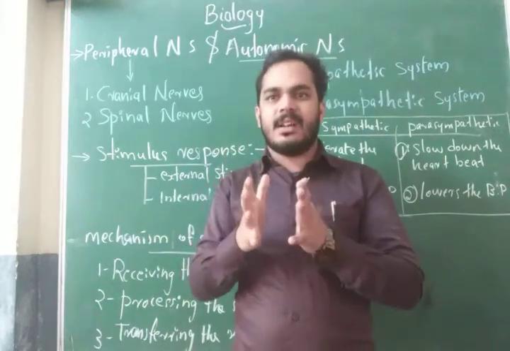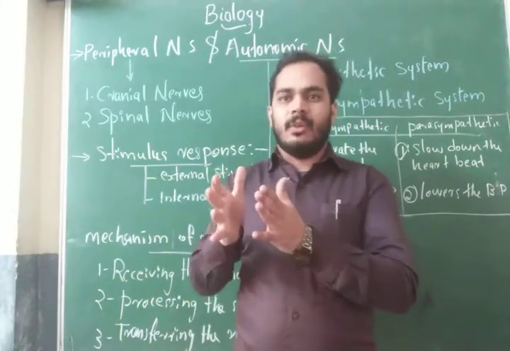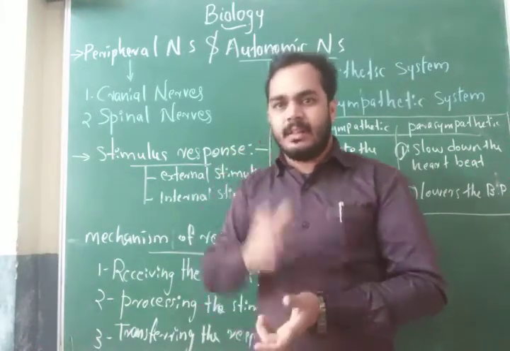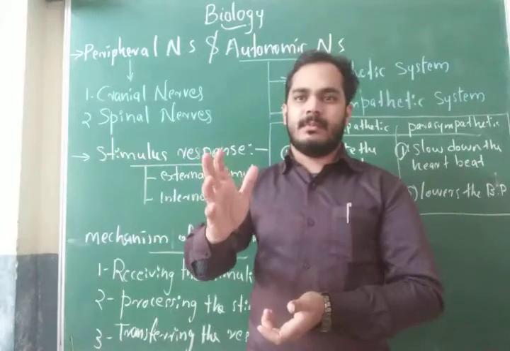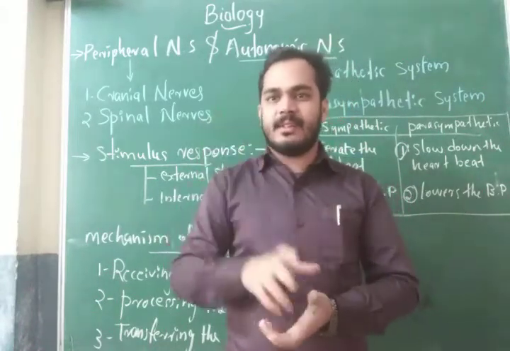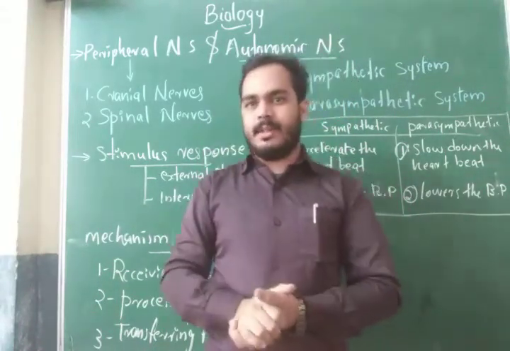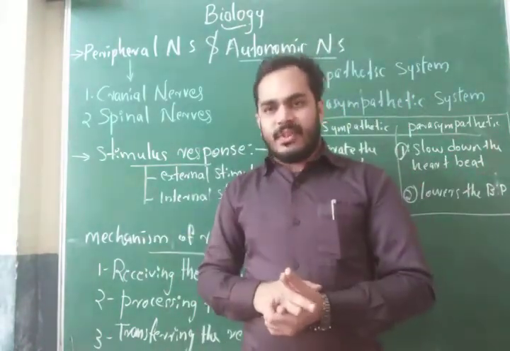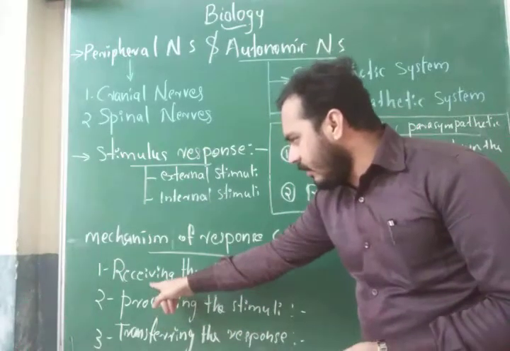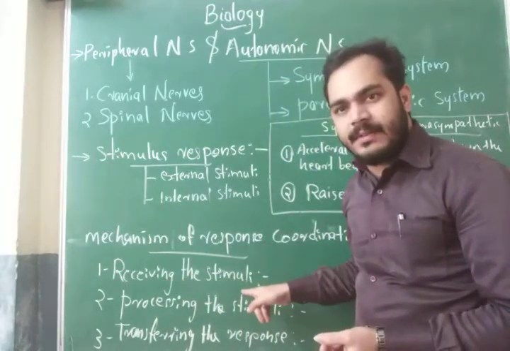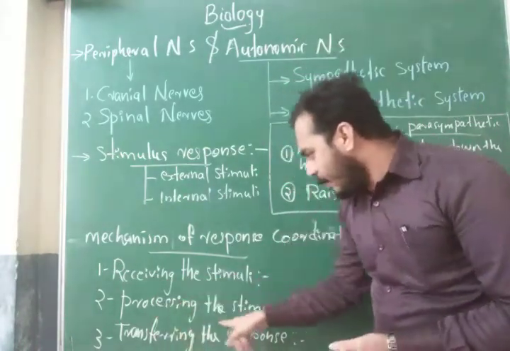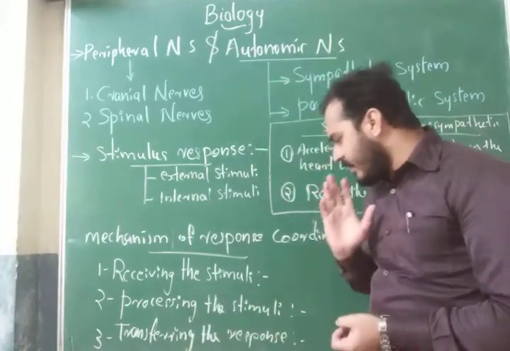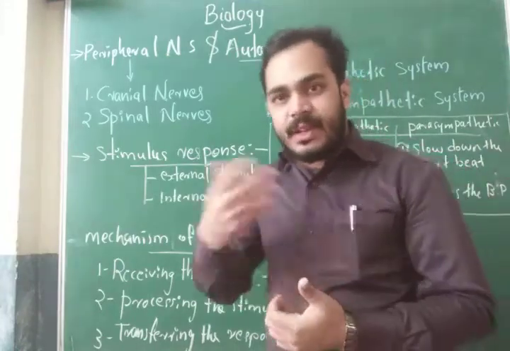Then the brain will decide whether the sound is a danger and what the message is. According to the message, the brain will give the response and reply to the effector side, meaning the effector organs. So let's see the process. There are three types of process. The first process, receiving the stimuli. Second, processing the stimuli. Third, transferring the response.